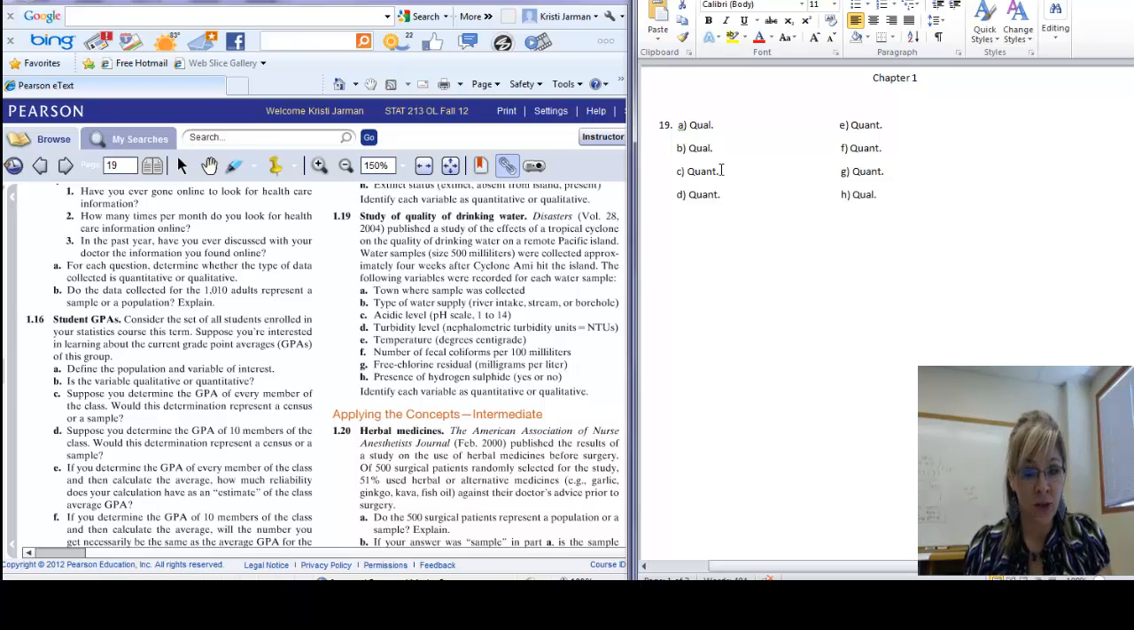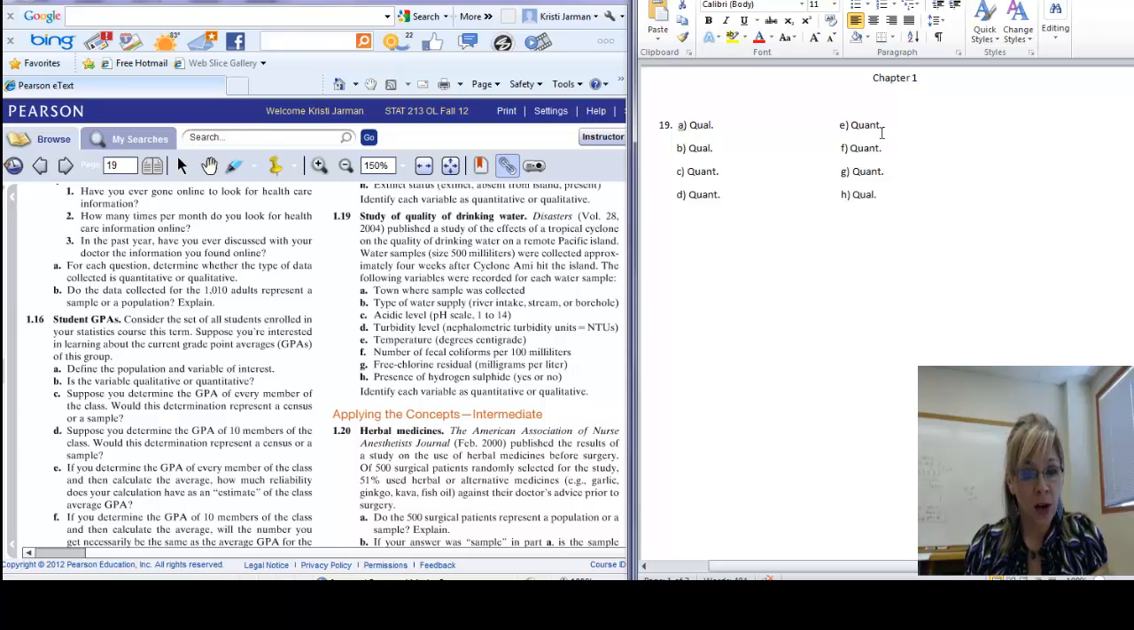D, turbidity level. Okay, again, they give us turbidity units in TUs. Whenever you're dealing with units, you're talking about units of measurement. So those are going to be numeric measurements. So those are quantitative in nature. E, temperature in degrees centigrade. So degrees, units of measurement again. So again, we're dealing with a quantitative data value.